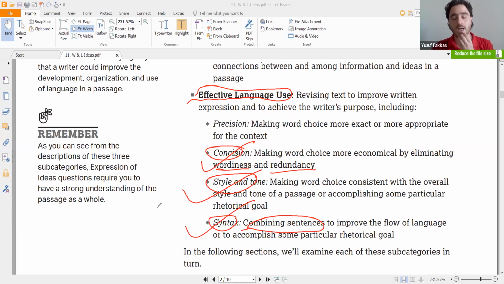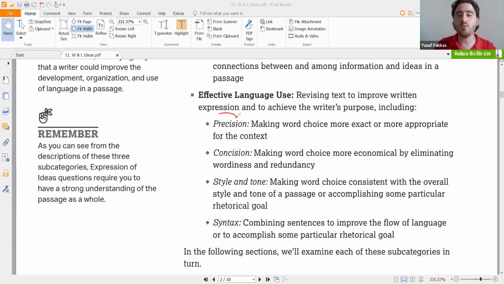Of course, from the beginning, when we talked about sentence structure, now we know many different ways to connect sentences together, and we talked about wordiness and redundancy. So we have only one point to cover in effective language use, which is precision. What does it mean, precision? Simply, it means word choice. Okay, so let's talk about that.